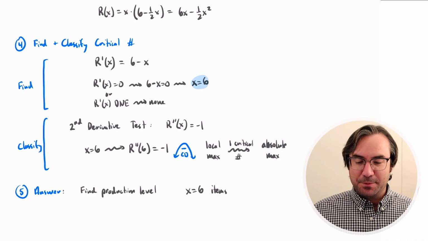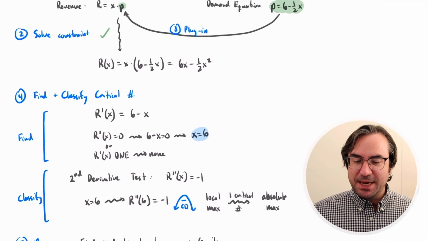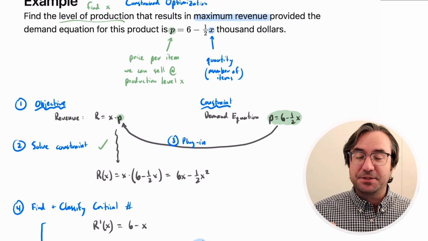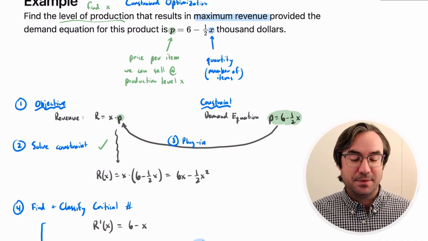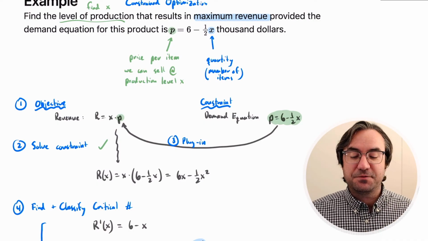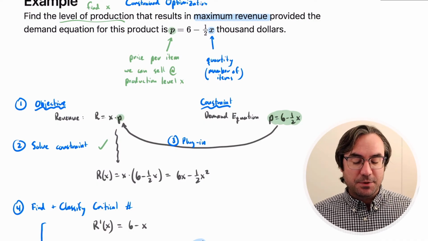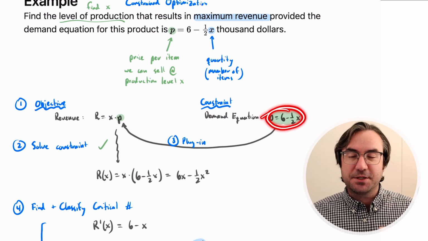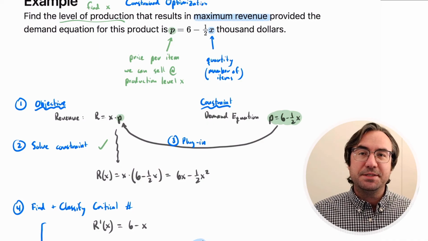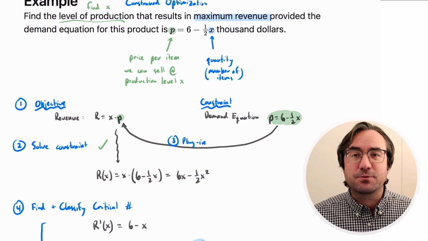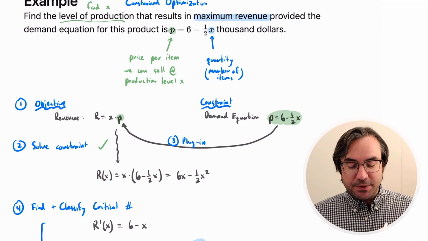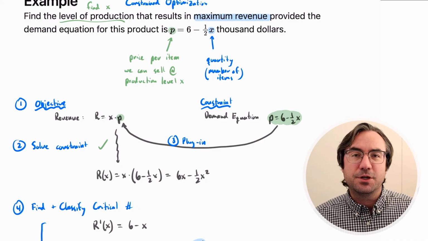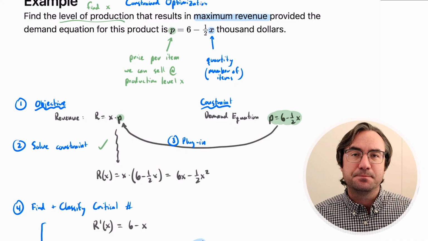So the problem doesn't ask for it, but sometimes it might tell us to find the price as well. If the problem asks for the price, we would take the x value that we found and plug it into our price equation. Or the problem might say find the revenue, find what the max revenue could be. Well, in that case, we would take our x value and go to our one variable version of our revenue function and plug it in there.